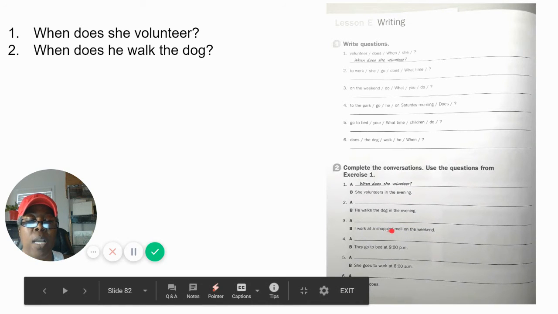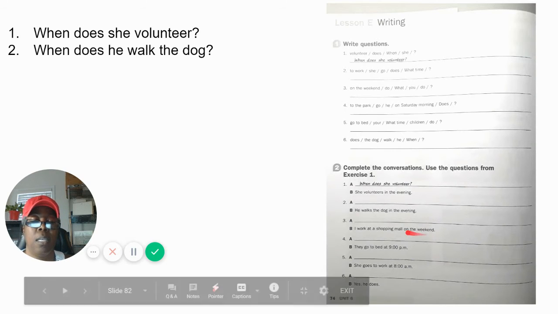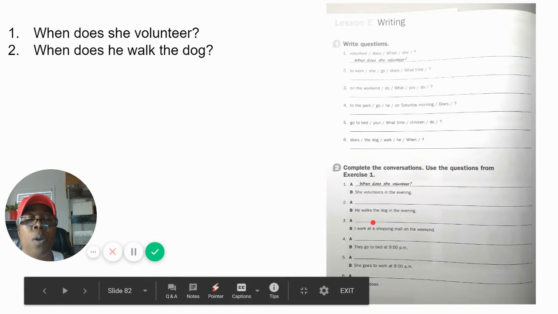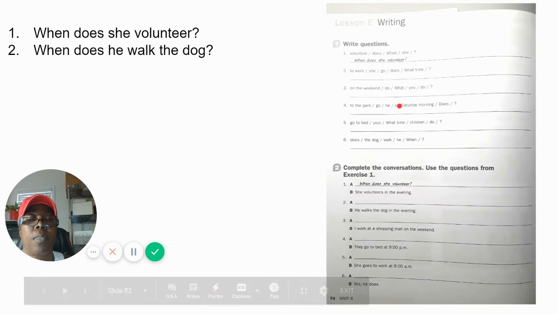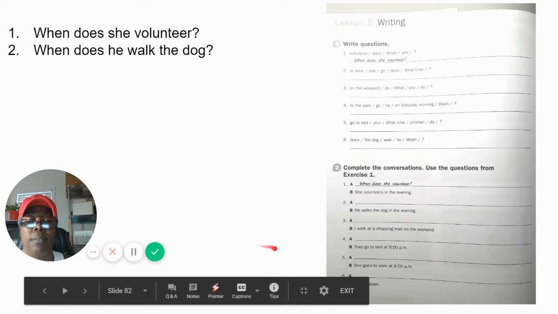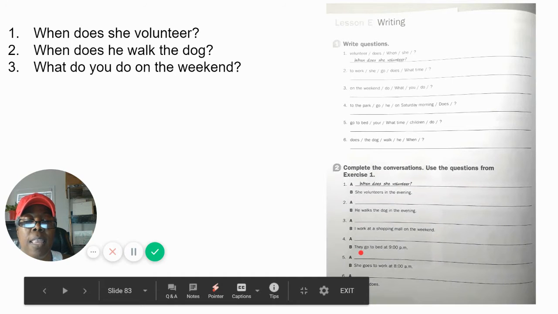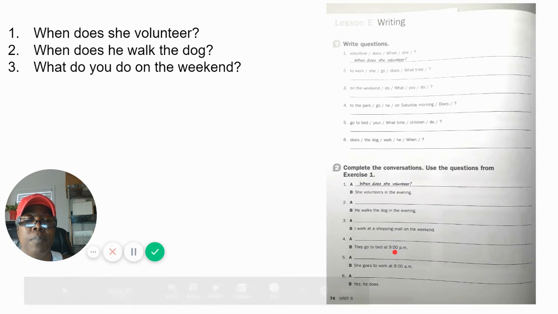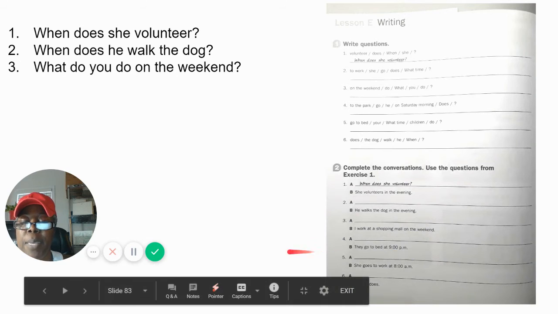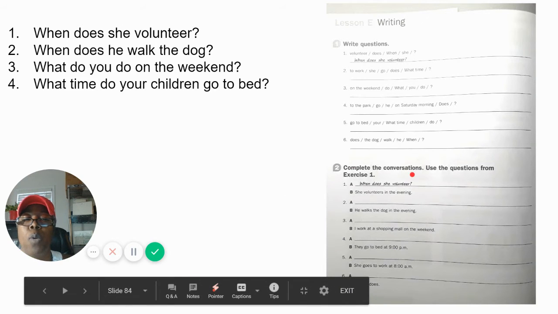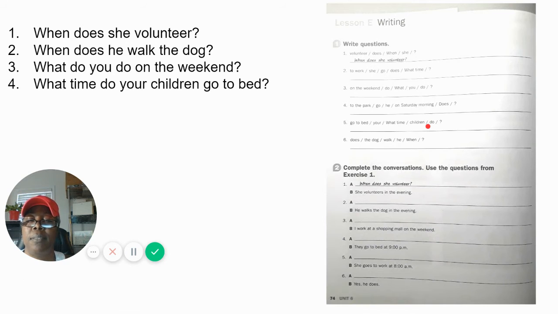Number 3, I work at a shopping mall on the weekend. So what would our question be? What do you do on the weekend? Number 4, they go to bed at 9 p.m. What time do your children go to bed?